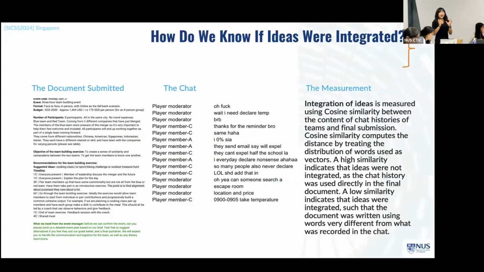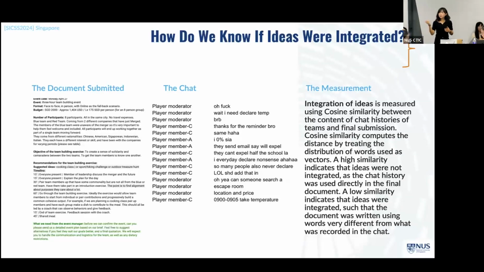What we're trying to calculate is the cosine distance between the things people discussed in the chat and the actual document they submitted at the end. The assumption is that the closer they are, the more ideas they've taken from the chat and integrated well into the final document. The farther apart they are, the less integrated the ideas are, because things showing up in people's conversations didn't show up in the final submissions they sent to us.